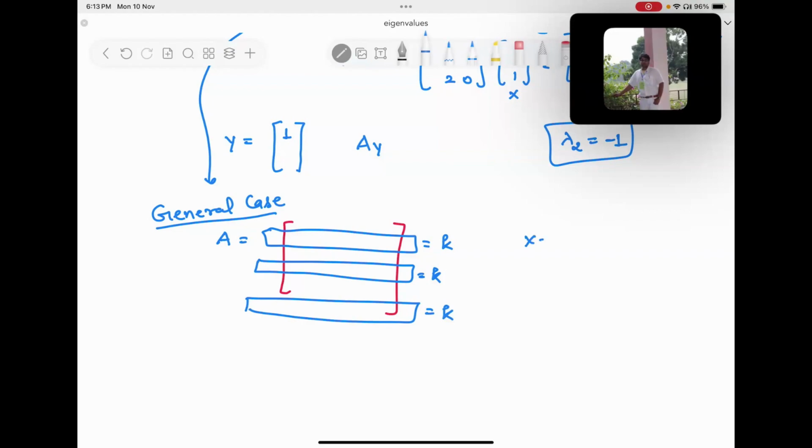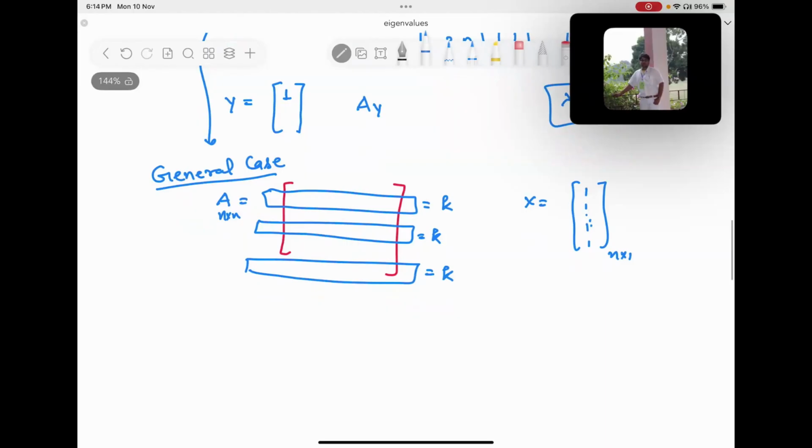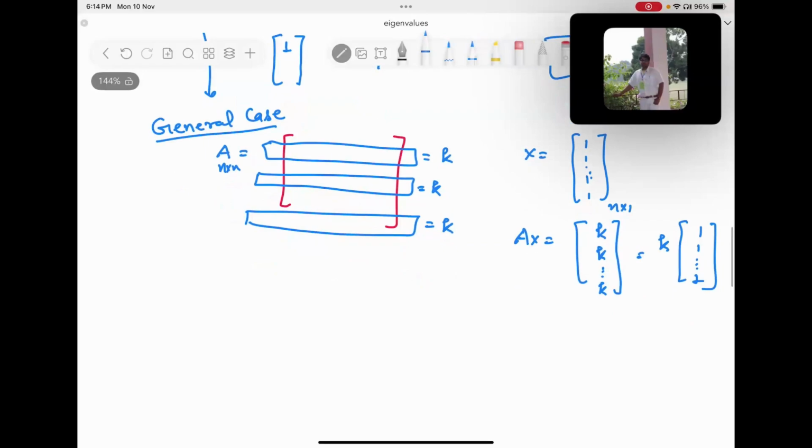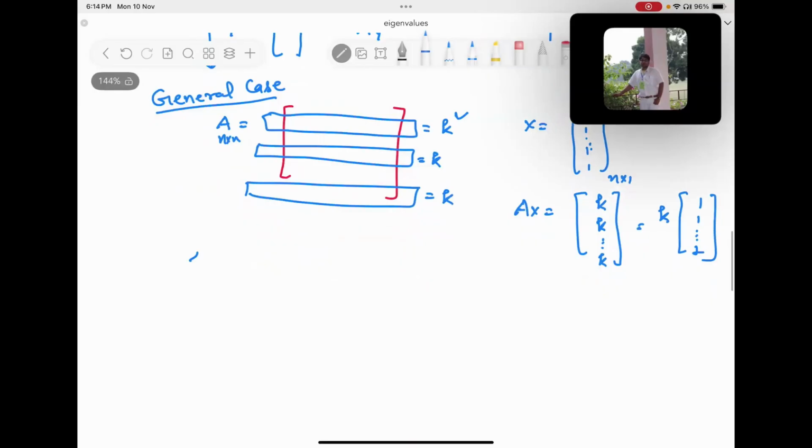Now if you take x equal to an n cross 1 vector, 1, 1, 1, 1, and multiply this Ax, you will get k, k, k. If you take k as common, you will get 1, 1, 1. So if the sum of all rows is the same and equal to k, then k has to be an eigenvalue of A.